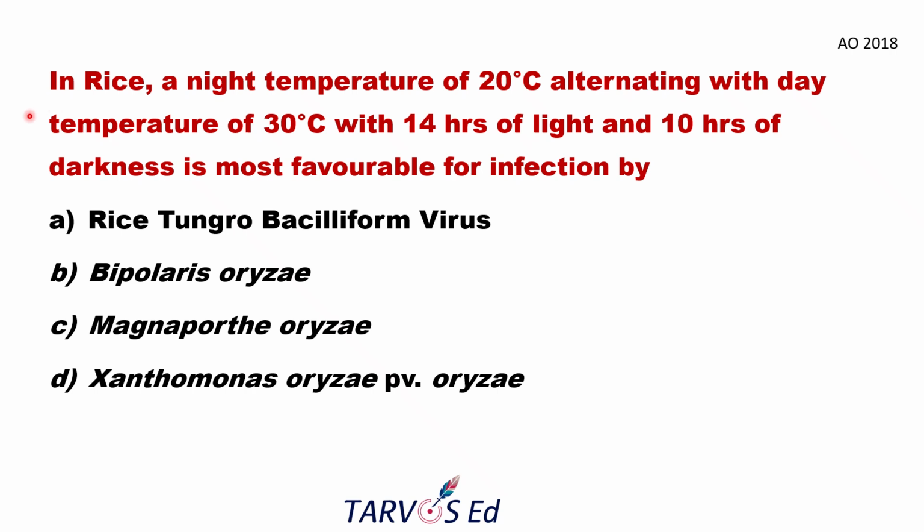In rice, a night temperature of 20 degrees Celsius alternating with day temperature of 30 degrees Celsius with 14 hours of light and 10 hours of darkness is most favorable for the infection by. I have already discussed this question. The fungal pathogen infecting rice, Magnaporthe oryzae, which causes rice blast disease, is more favorable at this temperature of 20 degrees Celsius. So it needs low temperature for its infection process.